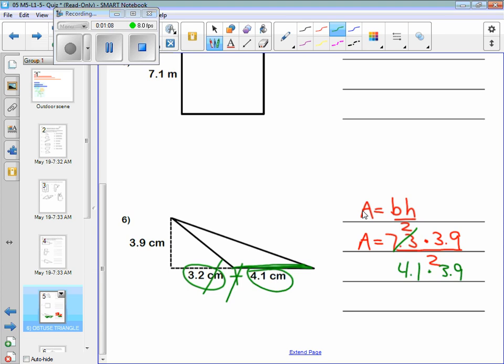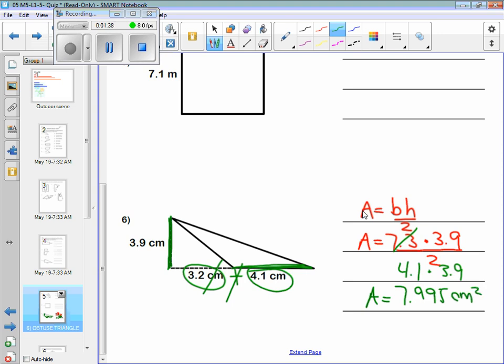The reason these two dotted lines are here is just to show you that you have to extend the triangle out in order to get the altitude, which you do need. So if you do your 3.9 times 4.1, even though on the calculator it looked like it couldn't possibly be right, it is 7.995 square centimeters.